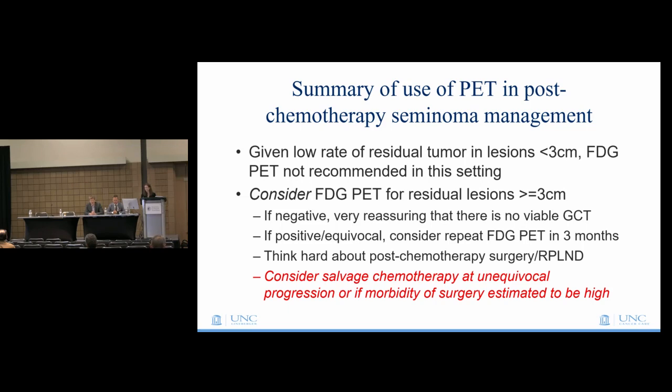If it's positive or equivocal, I would consider repeating it because a few patients end up clearing their PET positivity or their FDG avidity, and when they clear it, then those patients are very unlikely to relapse. And then, think hard about exactly who we should be doing post-chemotherapy surgery, and then consider salvage chemo at unequivocal progression or if the morbidity of surgery is really high.